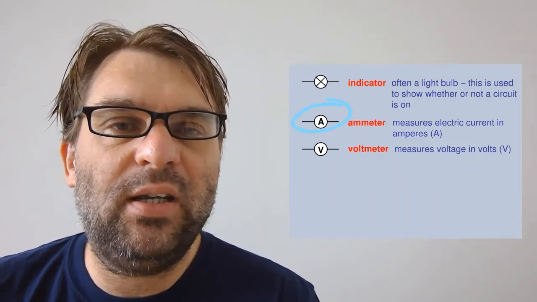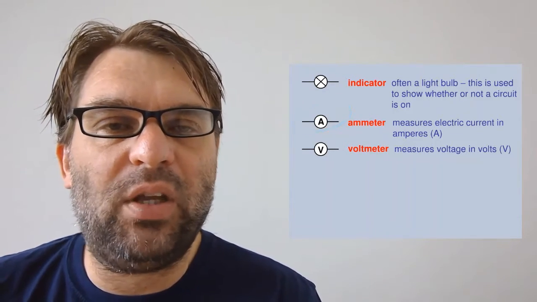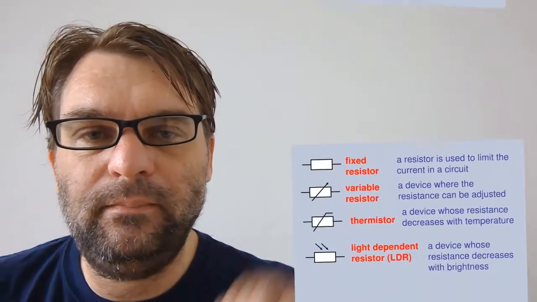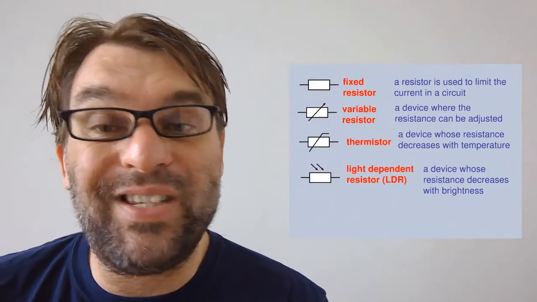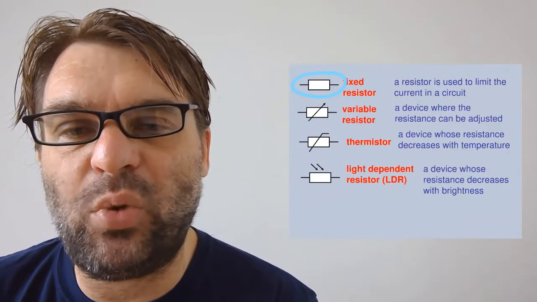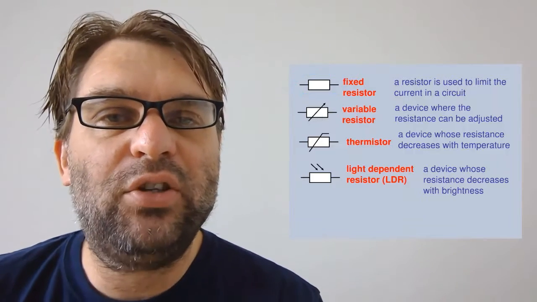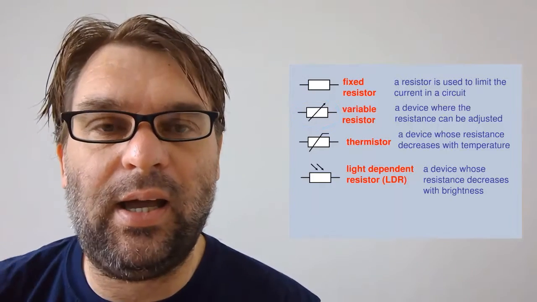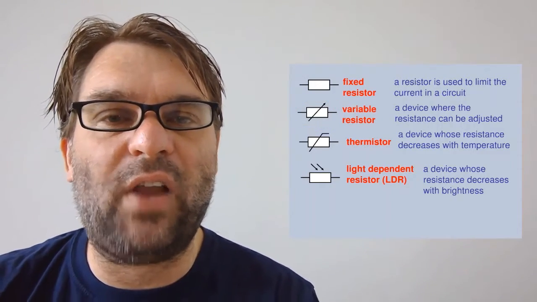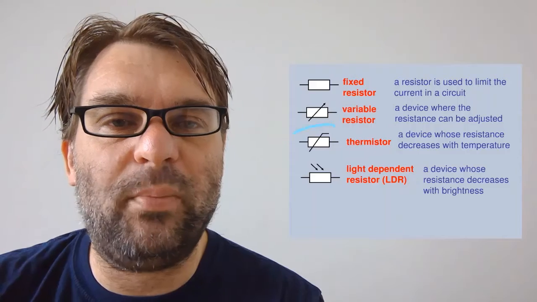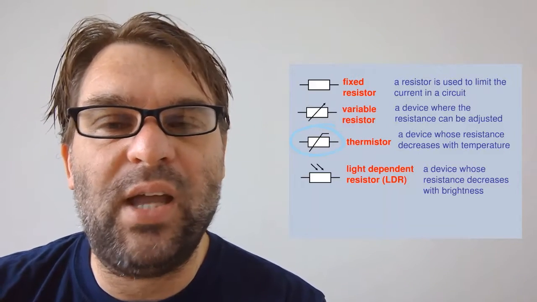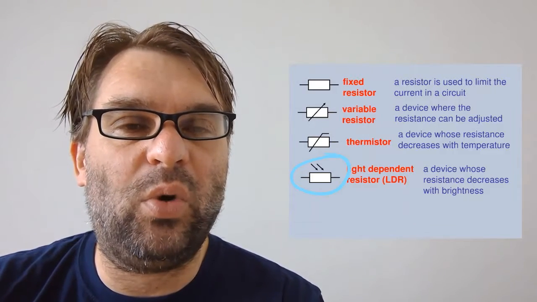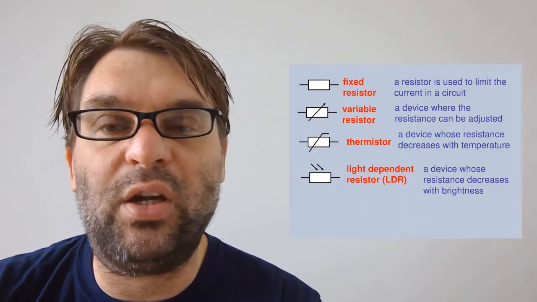And we can measure current in amps using an ammeter, and we can use a voltmeter to measure the voltage in volts. So in terms of resistors, a resistor is a device which slows down the current. You have variable resistors, which means you can adjust the resistance to adjust the amount of current flowing. And we have two special types called the thermistor, which means that more current flows as temperature increases, and the light-dependent resistor, which has more current flowing with increasing brightness.